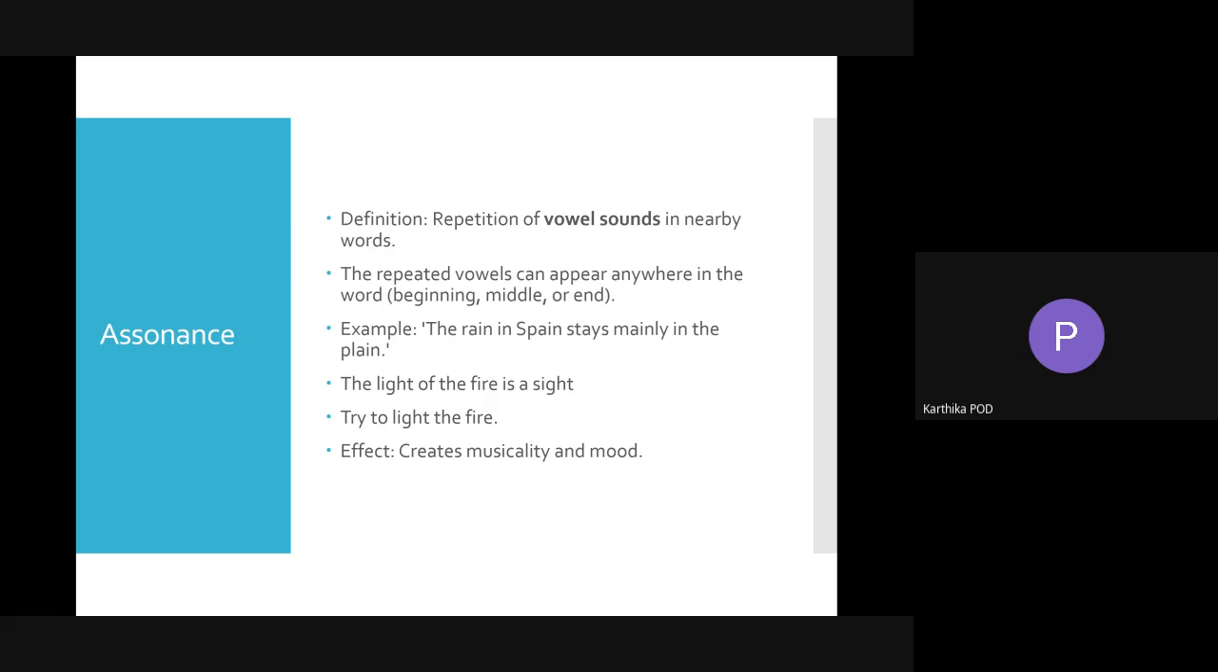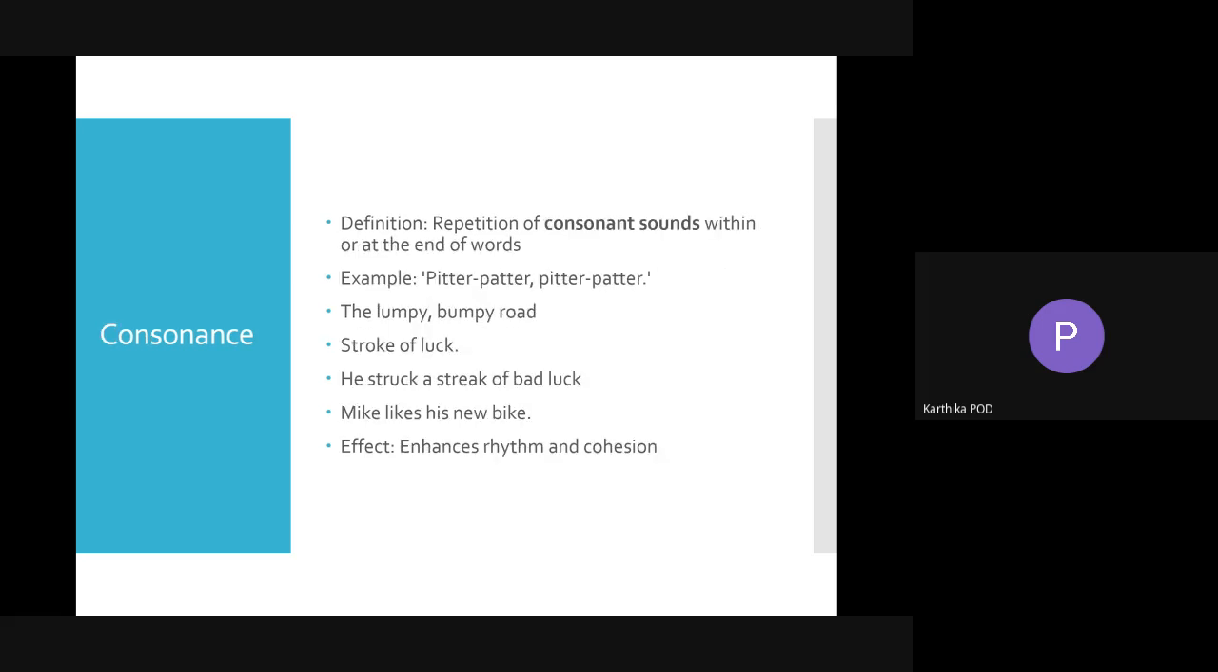So what's the effect of assonance? It creates some kind of musicality or rhythm. That's assonance. Consonance is where consonant sounds get repeated within or at the end of the words. Like for instance, pitter patter, lumpy bumpy road.